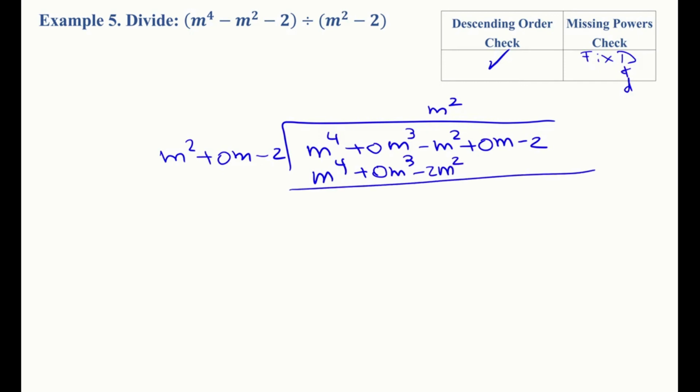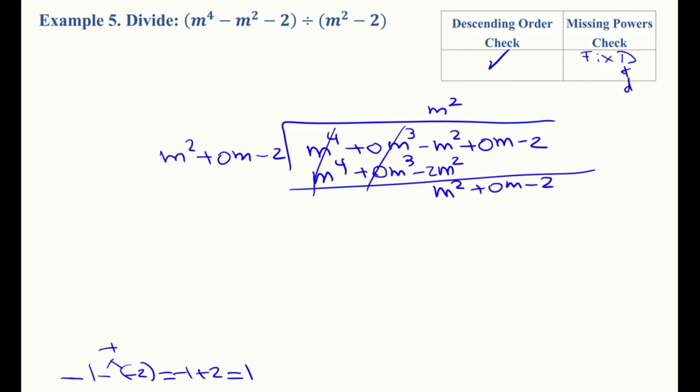So we go ahead and subtract. Those cancel out. 0 minus 0 is of course 0, so these are gone too. Negative m squared. Let's look at the coefficients. What's negative 1 minus negative 2? Well, that's going to become a plus. So it's negative 1 plus 2, so it's 1, right? So we get m squared. Bring down the plus 0m minus 2.